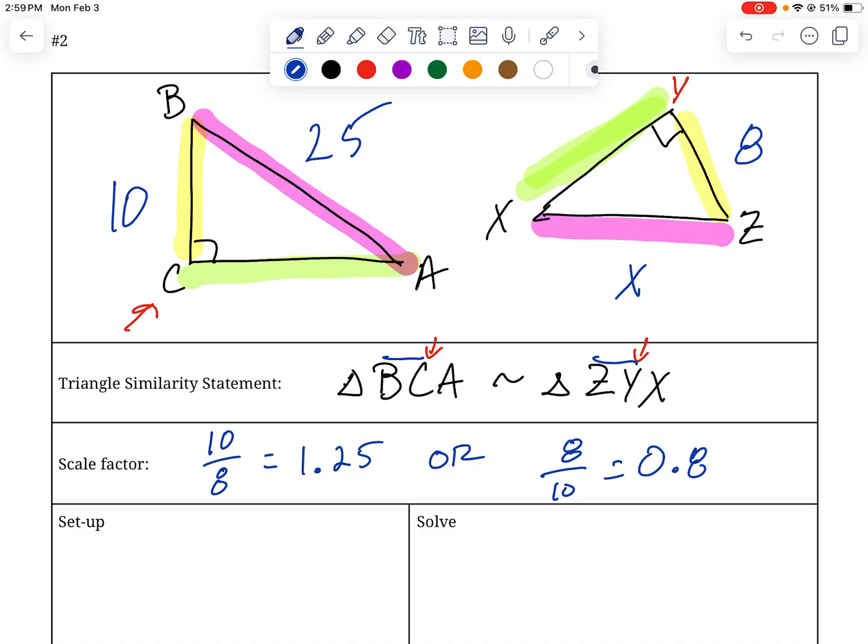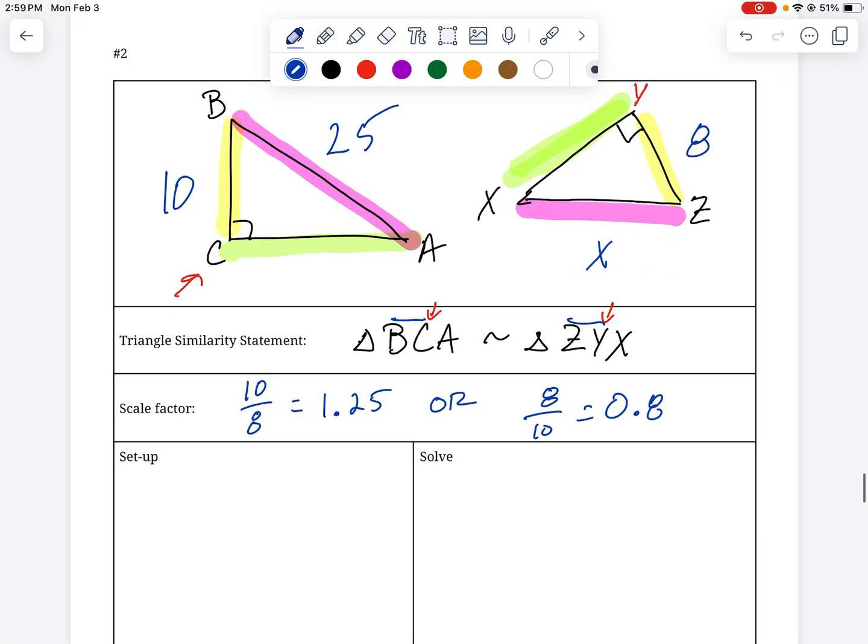Okay, let's do our setup. Go ahead and try the setup. Set it up. Use what you have.